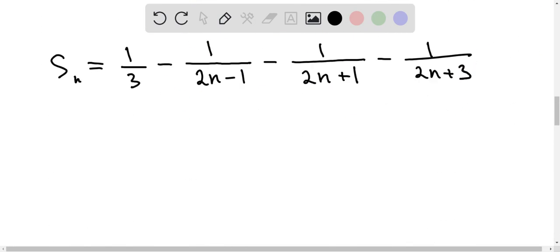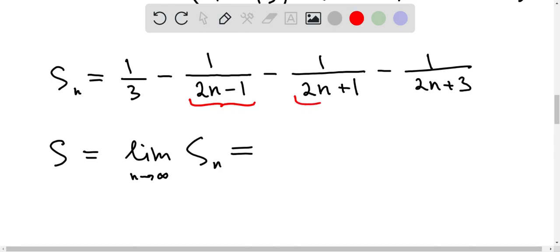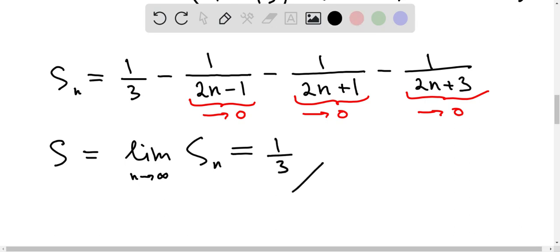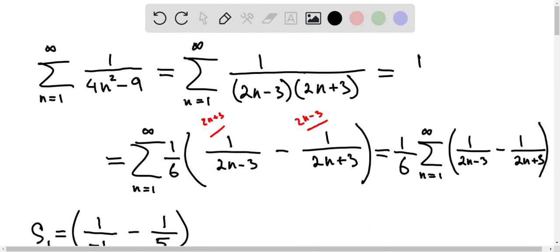Now recall that the sum of the series is equal to the limit of the partial sums as n goes to infinity. Now when n goes to infinity, the three terms here go to 0. Therefore, the only remaining term will be 1/3. And this means that the sum of the series is equal to 1/3.